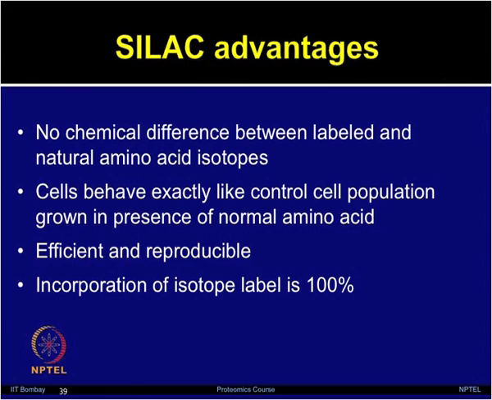The cells are grown in the tissue culture medium and they behave exactly like the control cell population grown in the presence of the normal amino acids. So, this method is very efficient and very reproducible. It has been observed that the isotope labels are 100% incorporated, and one needs to ensure that by doubling for different generations. After 5 or 6 generations, it has been observed that it is 100% incorporated.